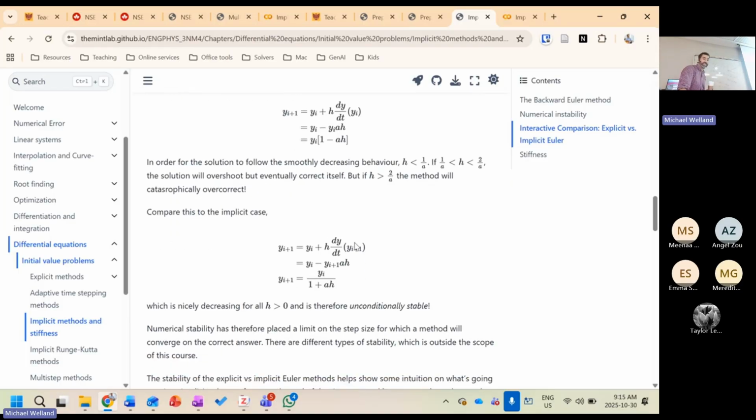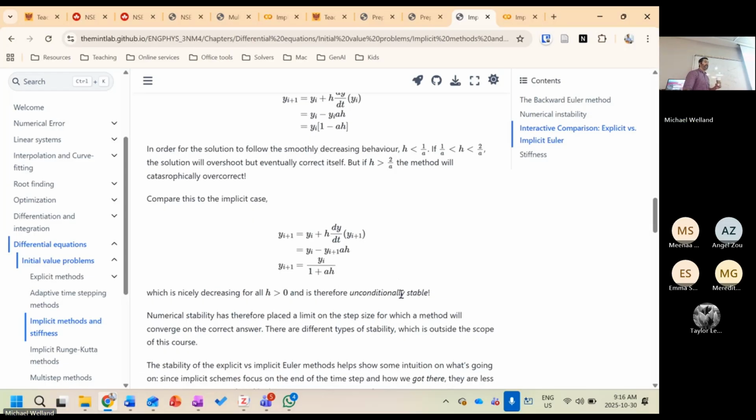With the implicit case, now we have y i plus 1 over here, and just by doing that implicit switch, we make this 1 over. And 1 over is essentially always going to be some fraction. Doesn't matter how big it is. All of these are positive numbers, therefore that will always be positive, and that propagation from one time step to the next will always be some kind of fraction. It will never have a problem. It is called unconditionally stable.